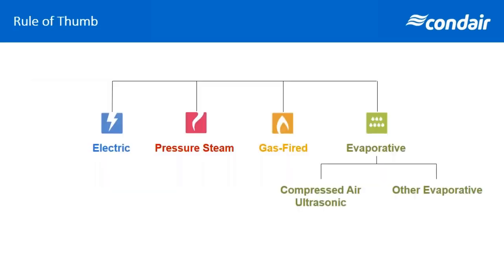So I'd like to talk a little bit about rules of thumb, but these are the different ways we put water into the air. Electricity, pressure, steam. So electricity is obvious. We're boiling water, tea kettle style, or with electrodes. Pressure, steam, we are using a pressure boiler system, normally gas. Gas-fired is a dedicated gas humidification, and then there are a variety of evaporative technologies.